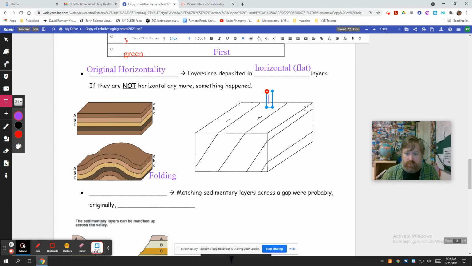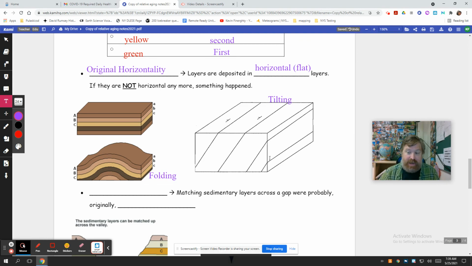Up here, they're at an angle. I don't see any bend in it. They just look like they're up at an angle. We're going to call that tilting. Might that be part of a large fold? Sure. If you were looking at this on a very small scale, would it look like a tilt? Sure. But again, don't overcomplicate it. Just roll with that, and that's going to be it for original horizontality.